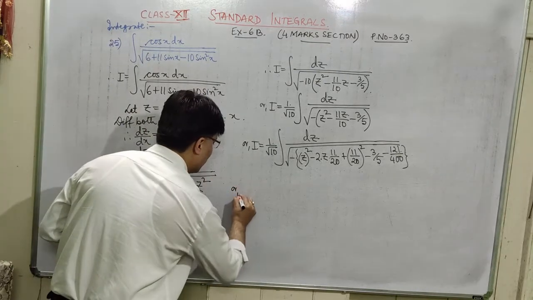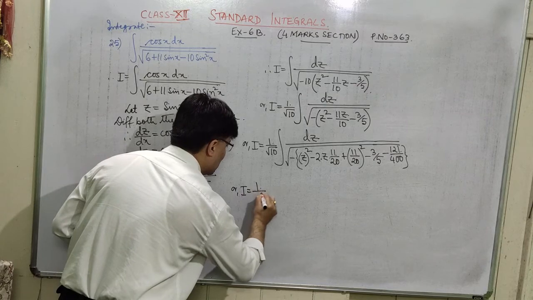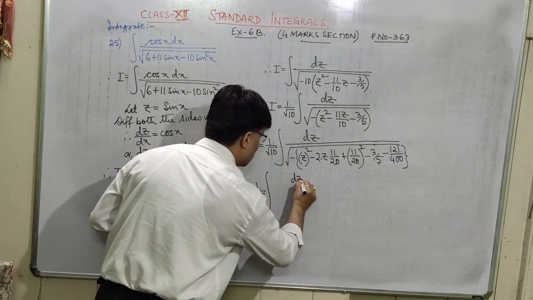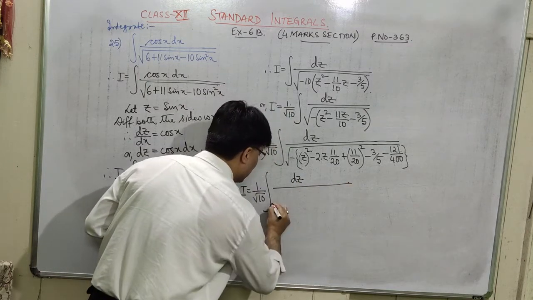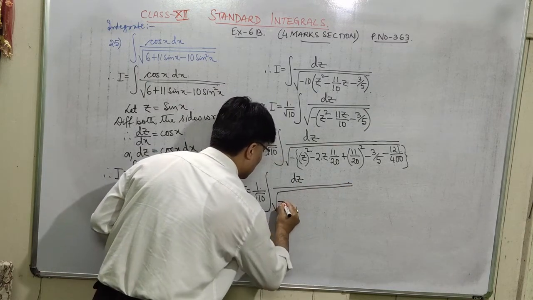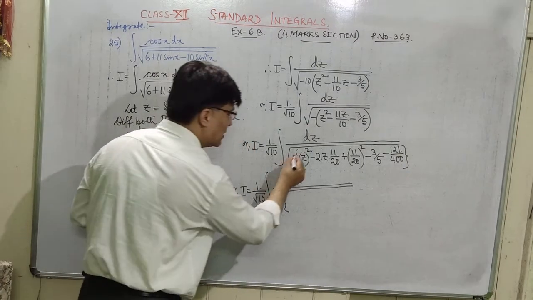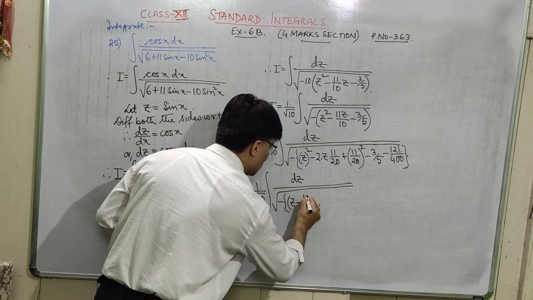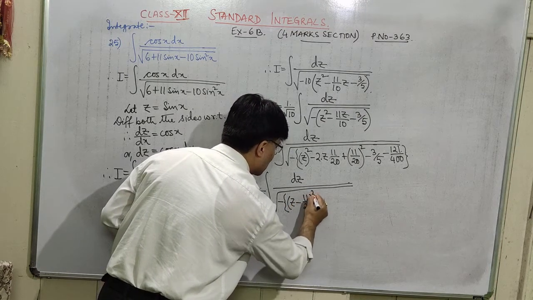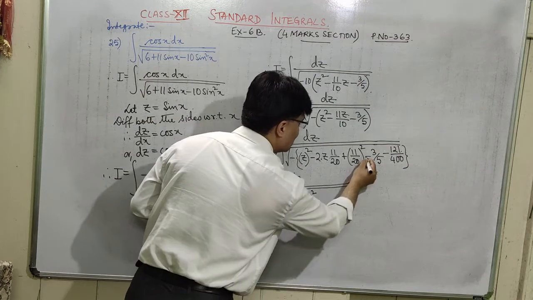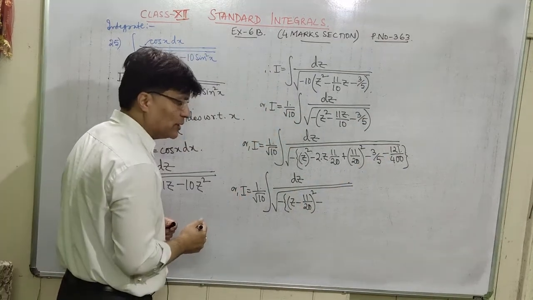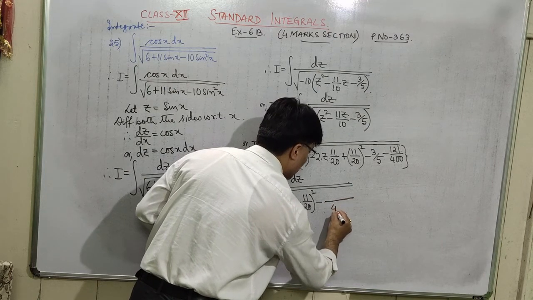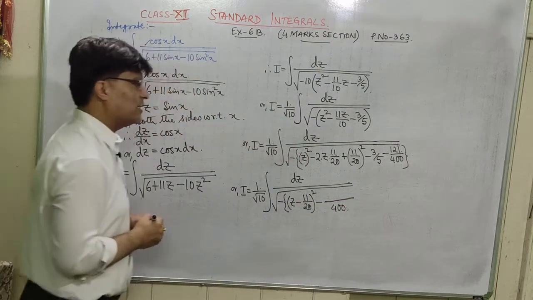So let us simplify it. I is equal to 1 by root 10 integration of dz divided by, within square root, minus, within second bracket, a square minus 2ab plus b whole square. What is it? It is z minus 11 by 20 whole square. Minus, same sign you have to add them actually, isn't it? So what's the LCM here now? Here the LCM is what? 400. 400 is the LCM.